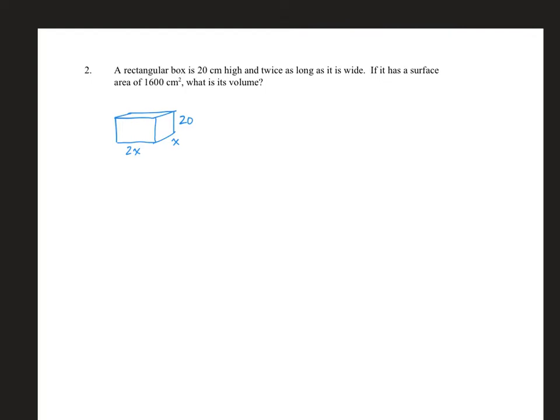Okay, the question says that I need to go through and find the volume. So I know that the volume of that box would be length times width times height. So I could go through right now and sub all of that material in. And I can get down to 40x squared as the expression for the volume of that box. My problem, though, is I don't know what the volume is. That's what the problem has asked me for, and I do not know what x is. So maybe then I stumble my way through the problem and I notice that the other piece of information given to me was that the surface area was 1600.